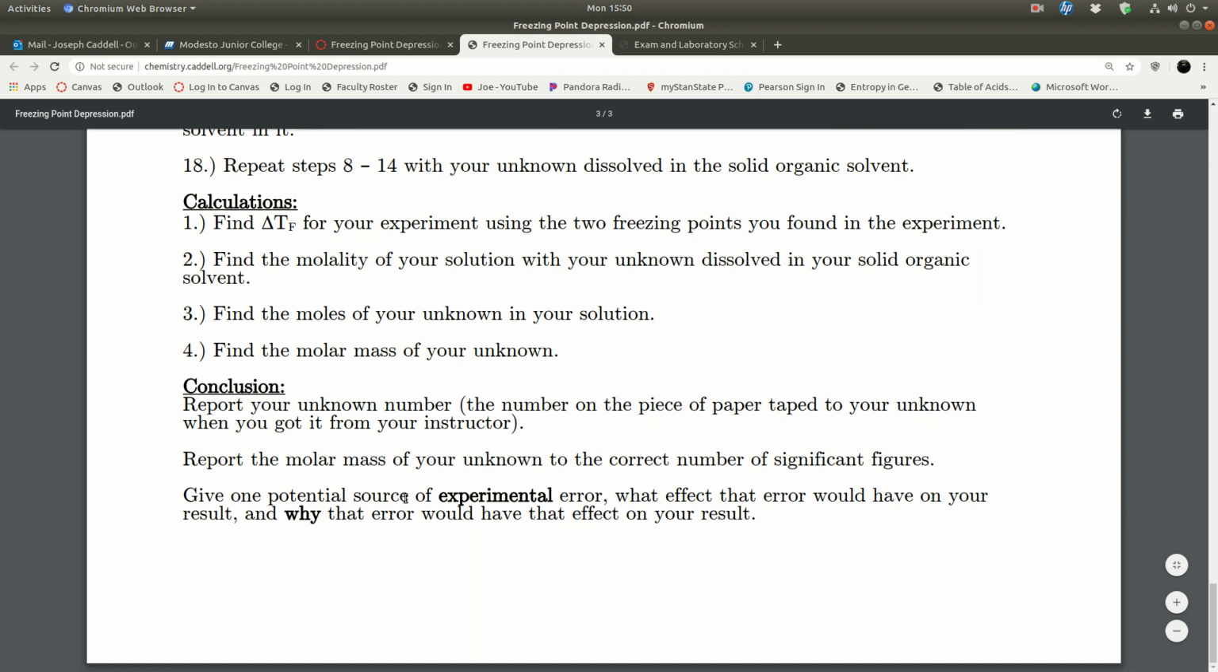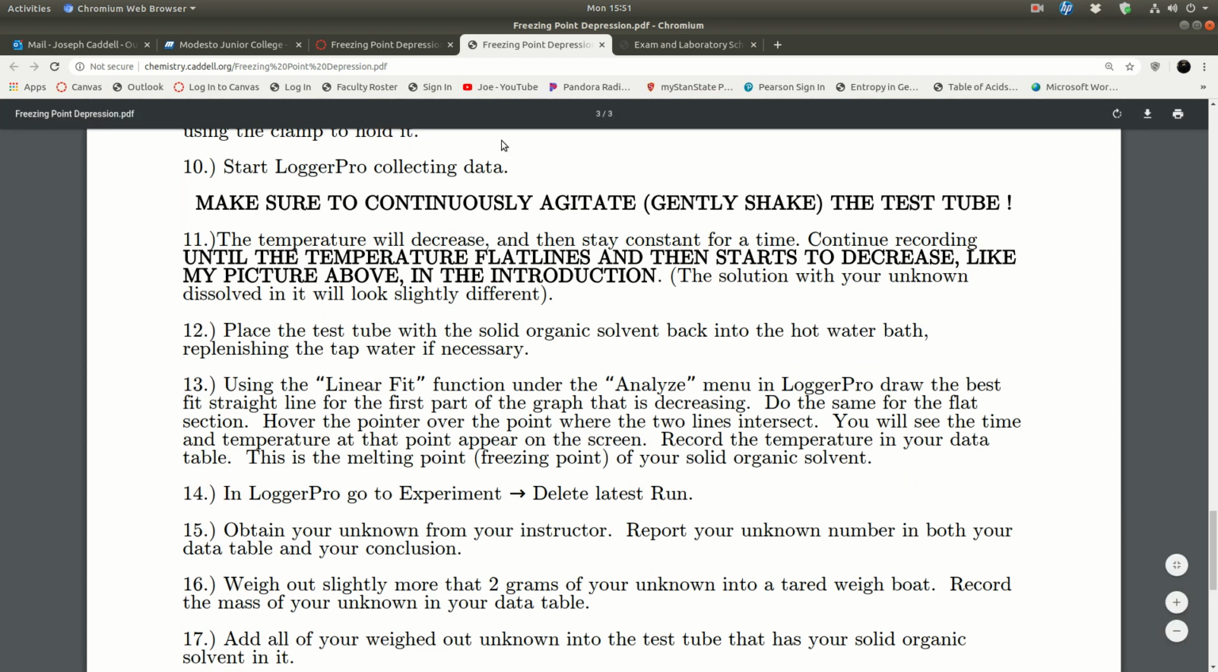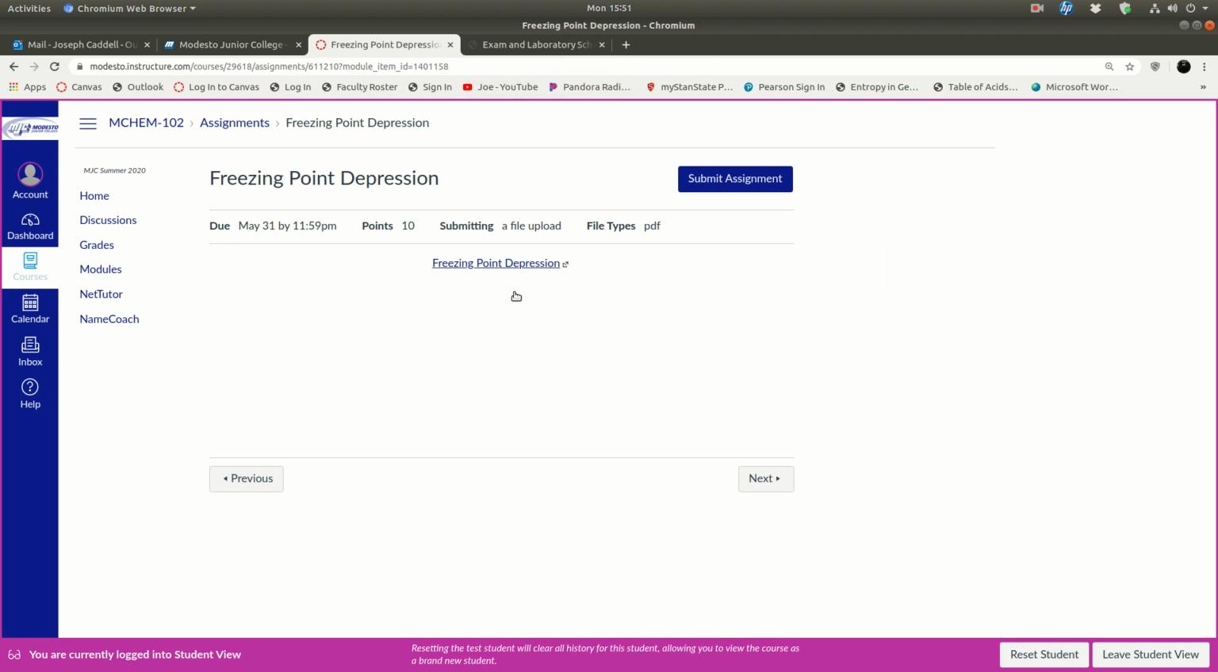Do yourself a favor, guys. Right before you turn in your lab report, go back to this, read what I asked for you to put in your conclusion, and make sure that you put everything in there that I asked for. All right, so that's where you get that stuff. So now let's go back here.